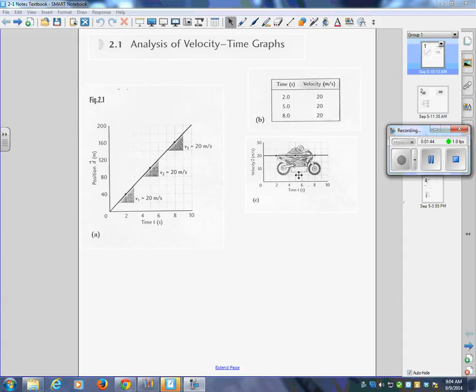Again, no big surprise. The horizontal line of the VT graph shows that the velocity of the motorcyclist remained constant as time passed. Using the read, slope, and area techniques of graph analysis to discover what information can be gleaned from a VT graph. So underneath there, reading the graph.